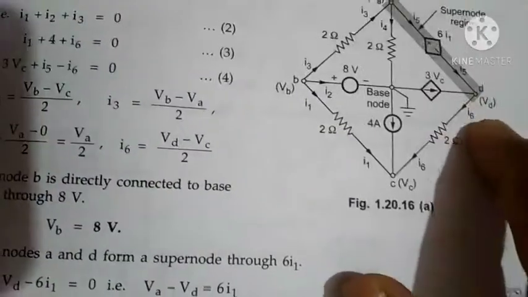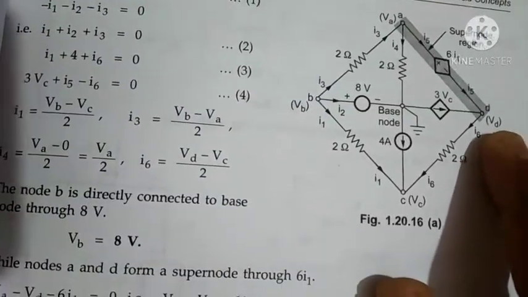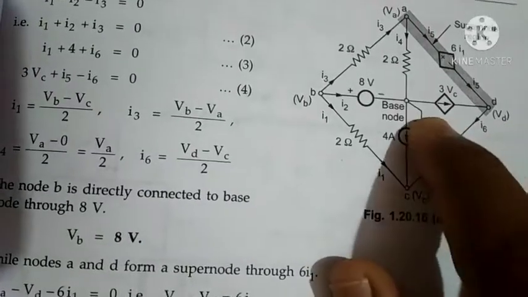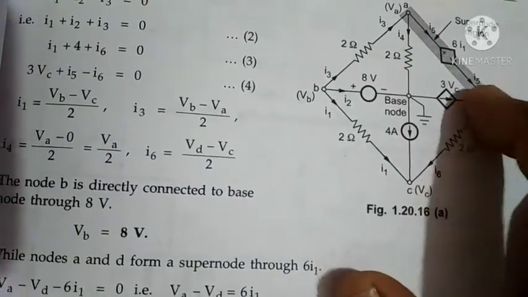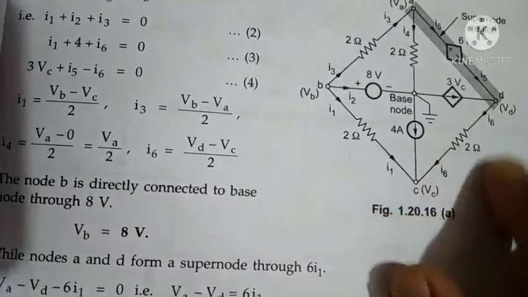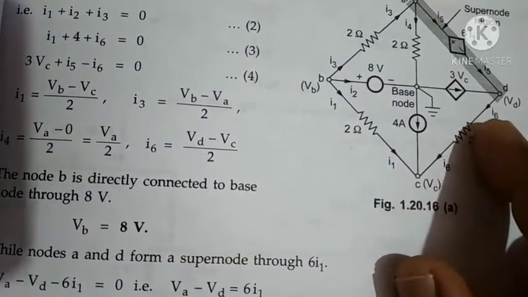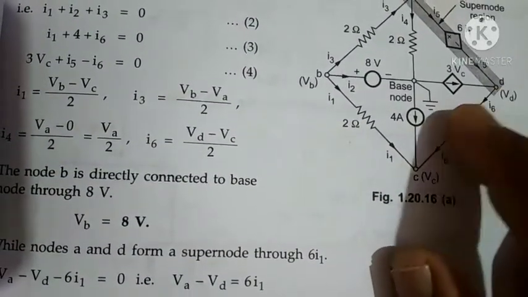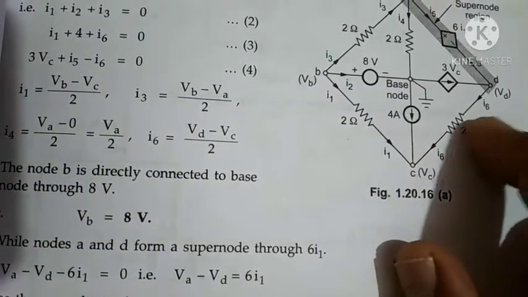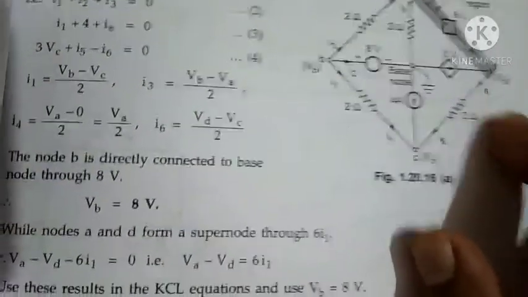And lastly we can go for the VD here. What are the incoming currents for this VD? 3 VC is one incoming current. This I5 is another incoming current. Outgoing current is I6. So I5 plus 3 VC minus I6 is equal to 0.